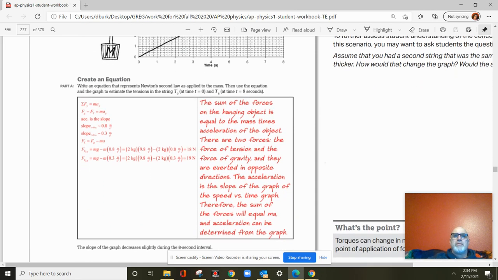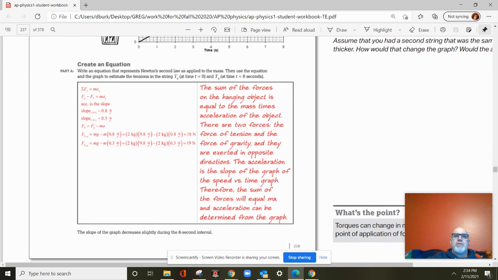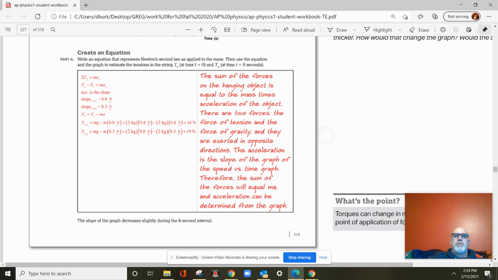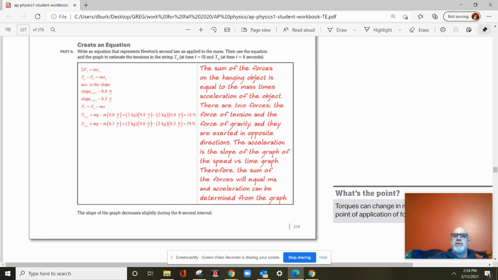Why is that? Write an equation that represents Newton's second law as applied to the mass, then use that equation to estimate the tension in the string.